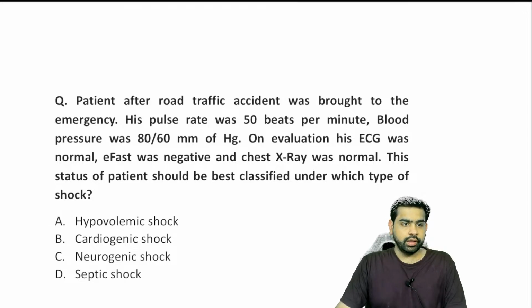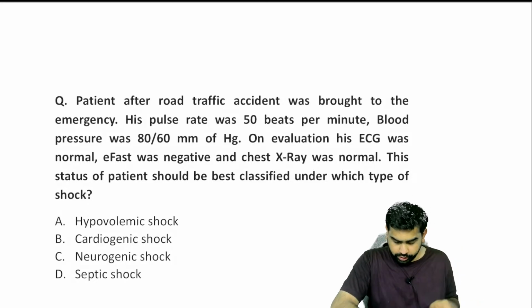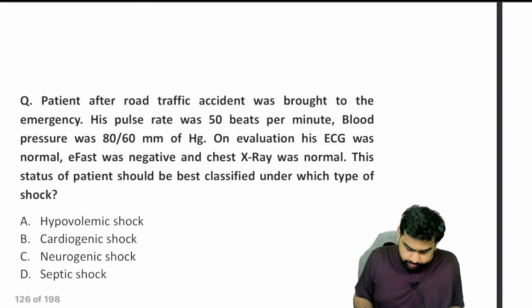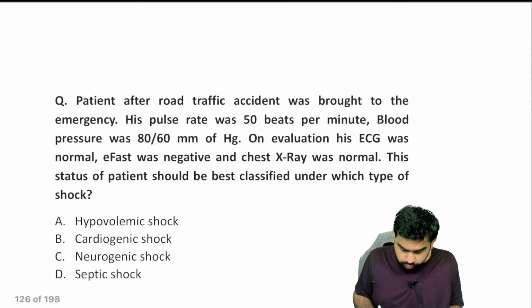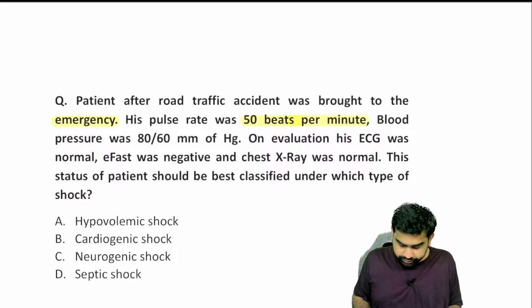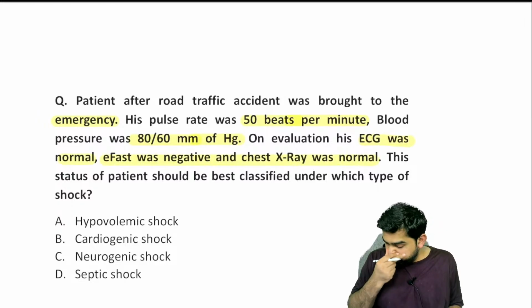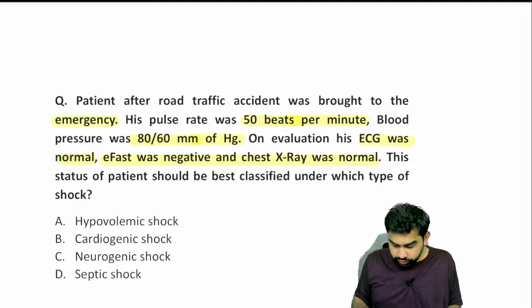Finally, let's start. Let's start by talking about these things, guys. Can you please tell me what is the answer over here? There's a patient after a road traffic accident, brought to the emergency, and her pulse rate was 50 beats per minute and the blood pressure was 80 by 60 mmHg. On evaluation, the ECG was normal, the FAST was negative for the chest, and the chest X-ray was normal. This patient would be classified as which type of shock?